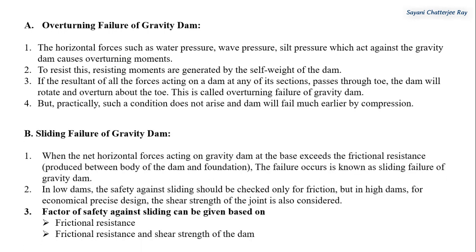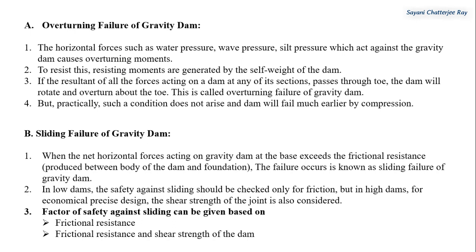Next is sliding failure of gravity dam. The total horizontal forces acting on a dam tend to slide the entire dam at its base or along any horizontal section of the dam. The sliding may take place when the total horizontal forces acting on the dam are greater than the combined resistance offered by shearing resistance of the joint and the static friction.